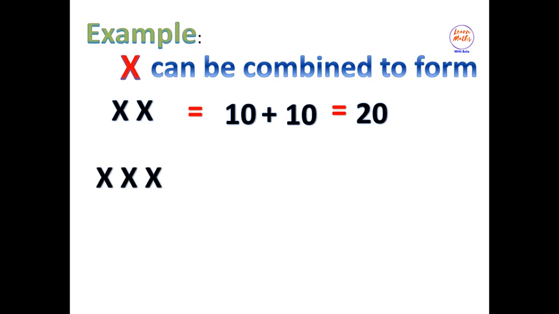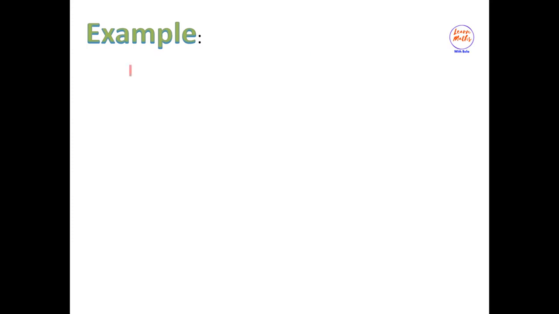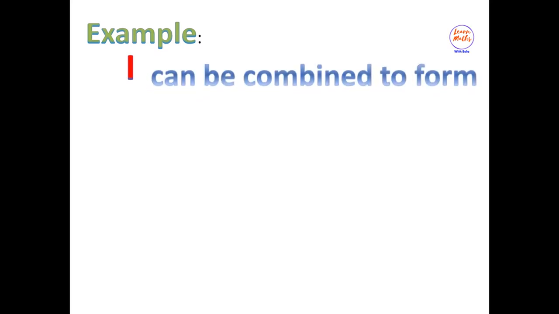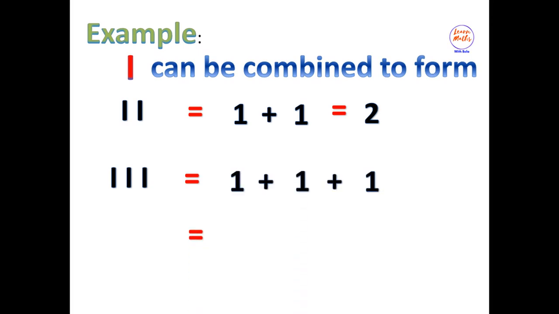Then we have XXX. You can guess what it will be already. 10 plus 10 plus 10, which is 30. So very simple. So you can combine them together 3 times to form another number, like I can be combined to form 1 plus 1, which is 2, that is II. Then III will be 3, exactly, good.